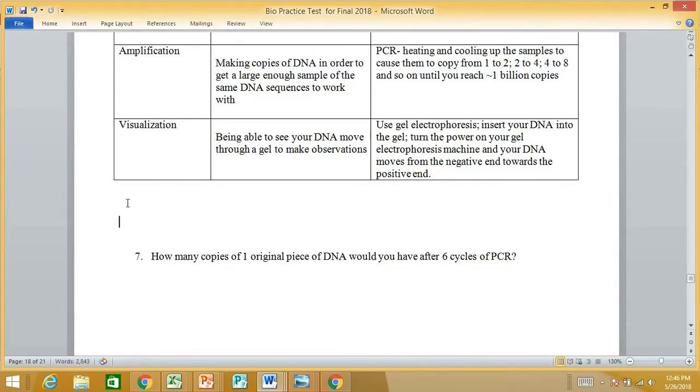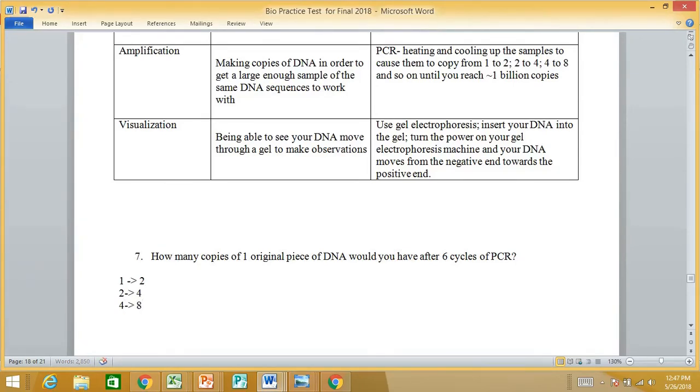Just cut it out. Okay, how many copies of one original piece of DNA would you have after 6 cycles of PCR? We can figure that out, right? So 1 becomes 2, 2 becomes 4, 4 becomes 8.